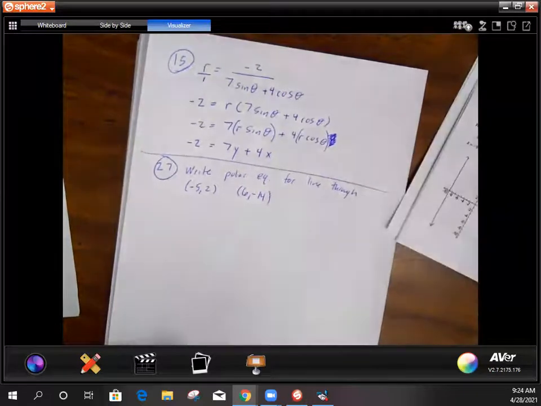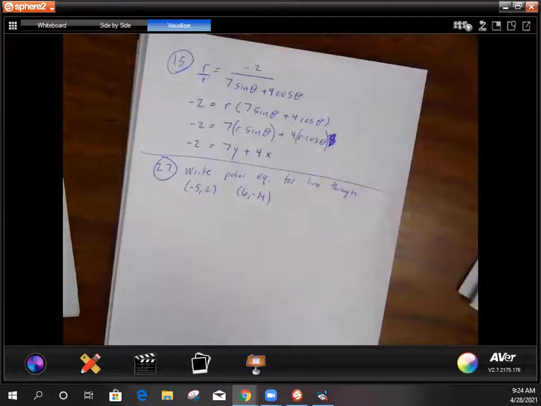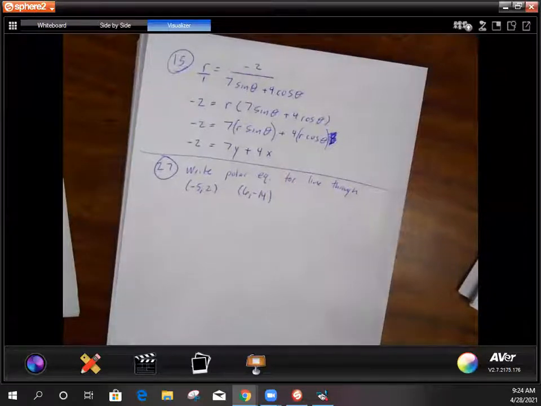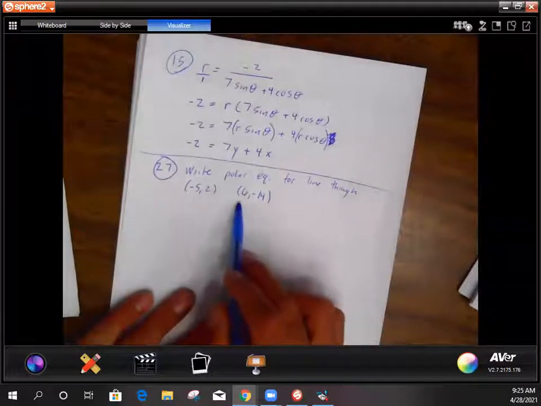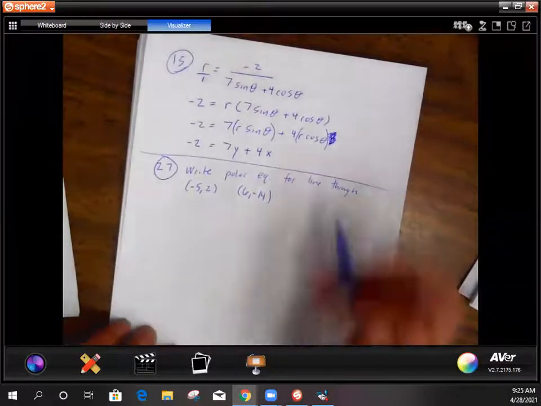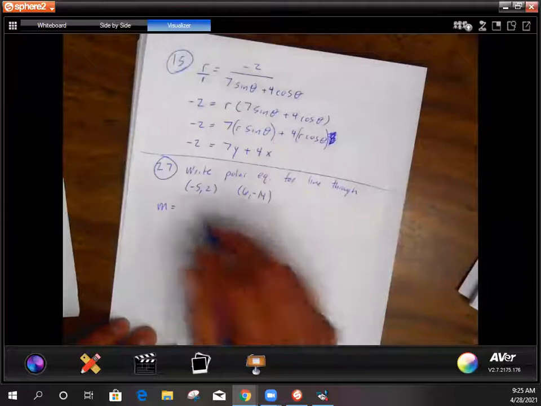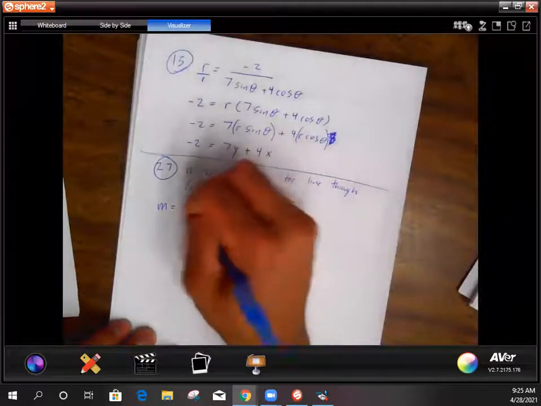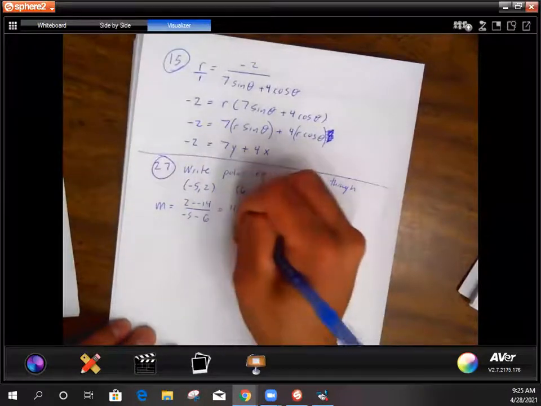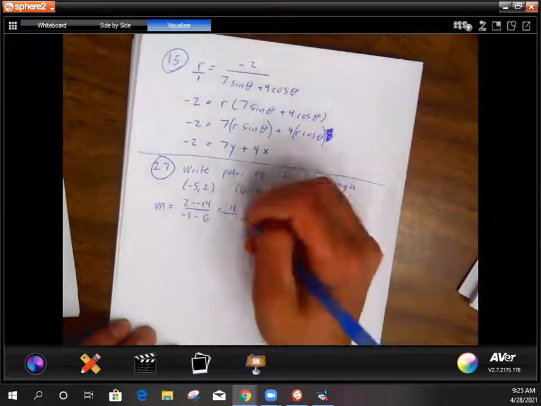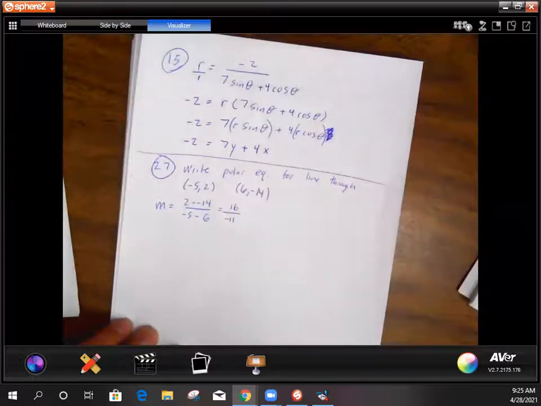All right, so the first thing I'm going to do is just get the equation of this line first and not worry about converting it to polar. Because I don't have any equation right now, the least I could do is write this equation in rectangular form. So I'll find the slope. Slope is change in y over change in x. So 2 minus -14 is 16, over -5 minus 6, which is -11. All right, there's my slope.